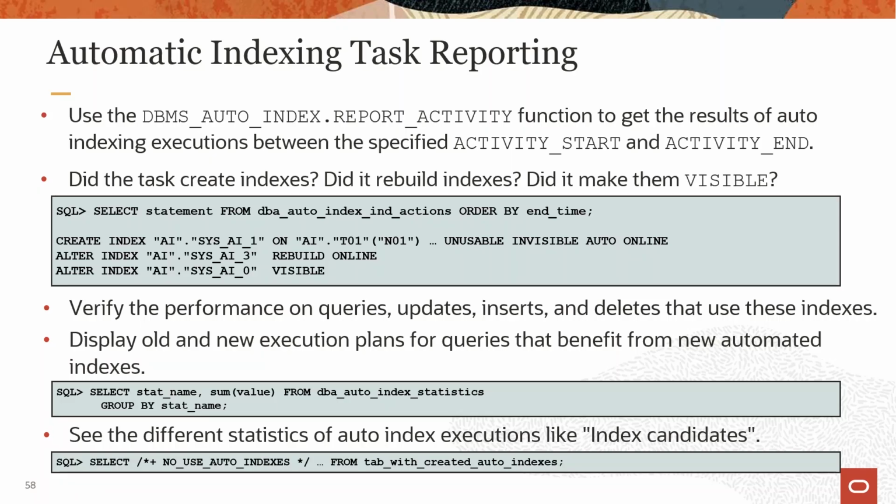You can also verify the performance on queries, updates, inserts and deletes that use these indexes. You can display all the new execution plans for queries that benefit from new automated indexes. You even have a hint to state to the optimizer: never take into consideration automatically created indexes. So I would like to find out what would be the execution plan if I do not have those automatically created indexes available, so that you can compare old and new execution plans that are using those new automated indexes.